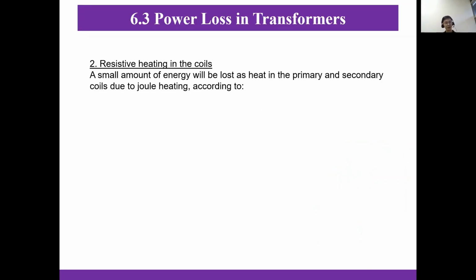Next, let's talk about resistive heating in coils. In the primary and secondary coils of the transformer, they are made of wires. And if they're made of wires like copper, they have resistance. So when we send a current through them, there is power loss, right? So part 2 is pretty straightforward. The wires in the transformer have resistance and hence lead to resistive heating.